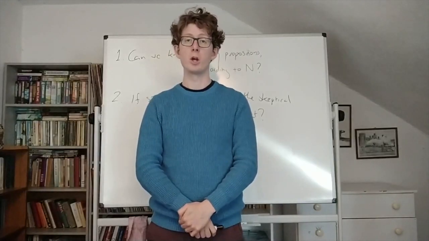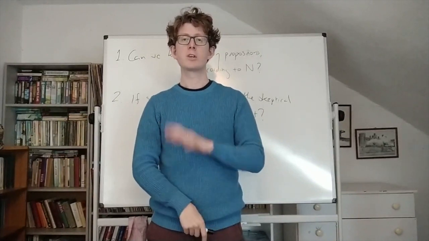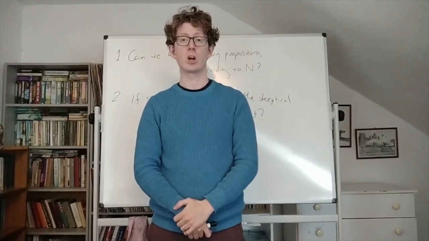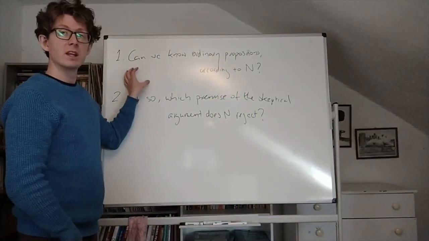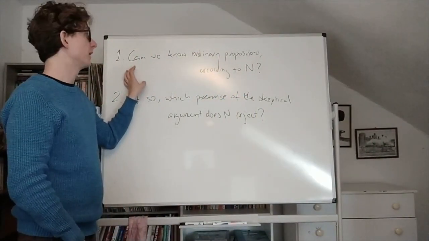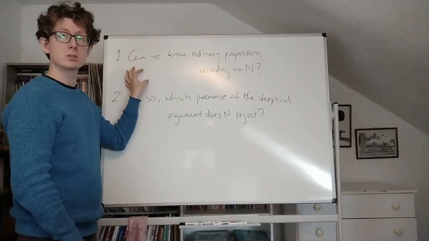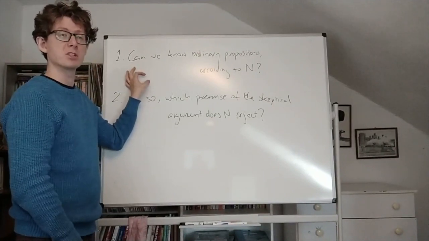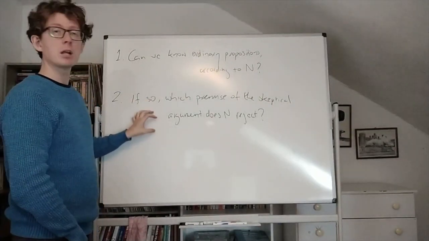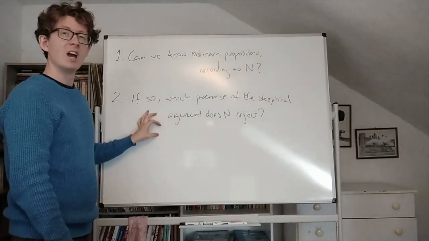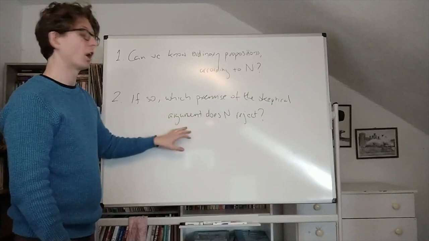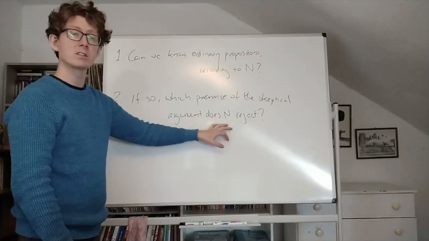So now that we've seen what Nozick's view is, we need to return to the skeptical argument we started with. We've got to ask two questions. Firstly, is it true that on Nozick's theory we can know ordinary propositions? What does he say about knowledge of ordinary propositions? And secondly, if indeed we can know ordinary propositions, which premise of the skeptical argument is Nozick going to reject?